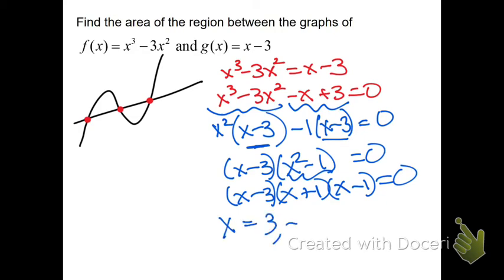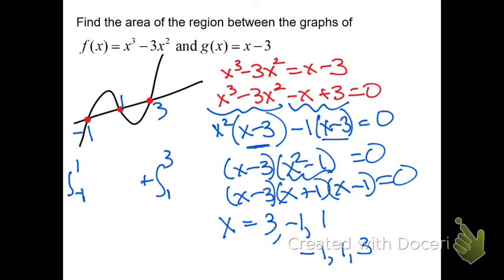I have a 3, a -1, and a 1, but I need to know in order from least to greatest. I would rewrite that -1, 1, and then 3. That means I'm going to integrate. This is going to be my -1, this is my 1, and this is my 3. So I'm going to be integrating from -1 to 1, and then separately I will integrate from 1 to 3.